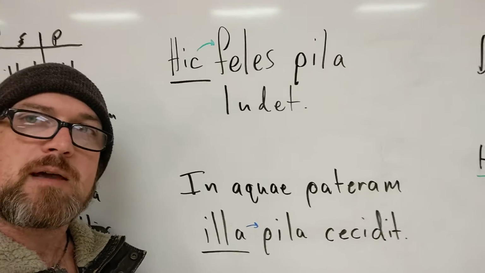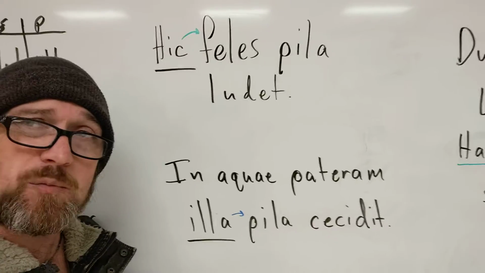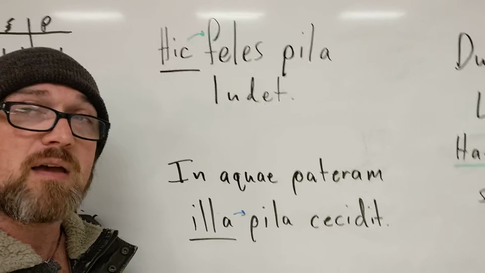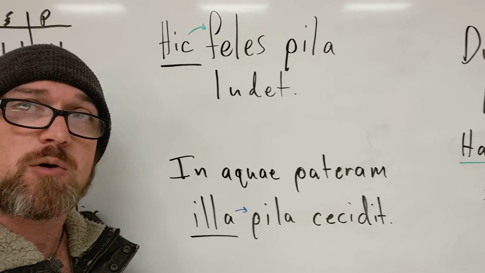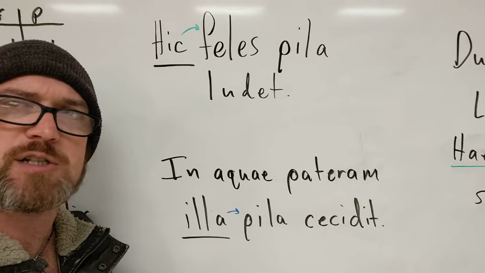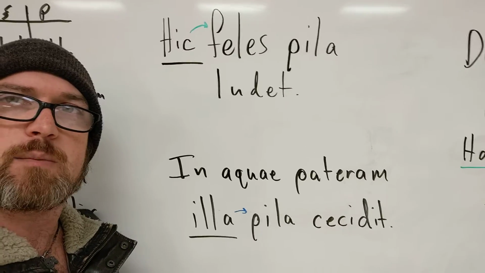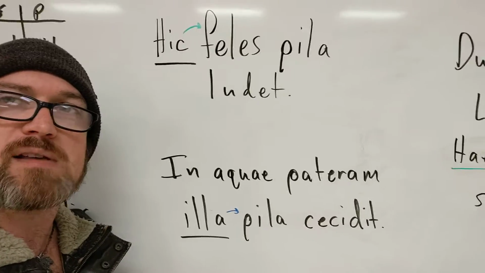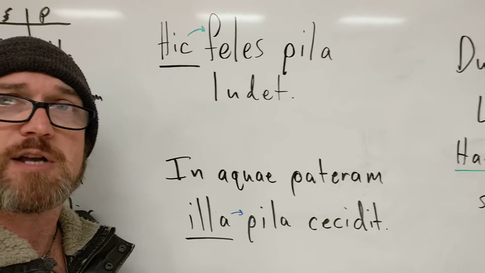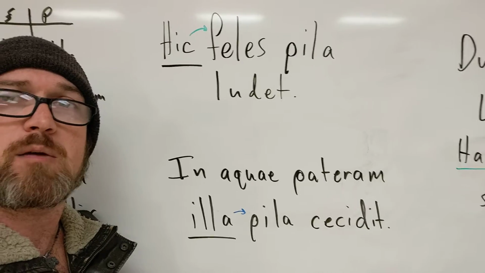All right. Now you'll notice that the demonstrative pronoun doesn't really take the place of a noun, or at least not necessarily. Very oftentimes, it's going to show up right next to a noun that it agrees with in the same sense that an adjective would agree, where they're in the same case, number, and gender. Hic and feles are, in this case, masculine, nominative, and singular. It's my subject. This cat is playing with a ball.